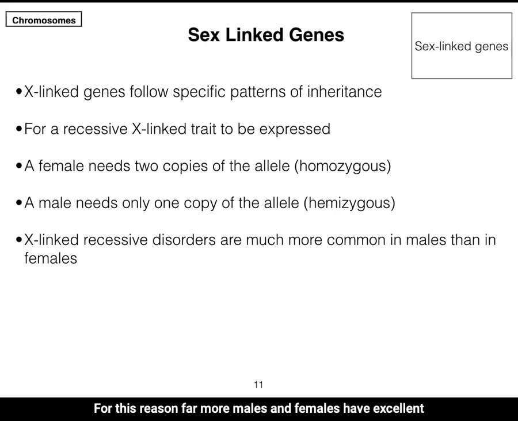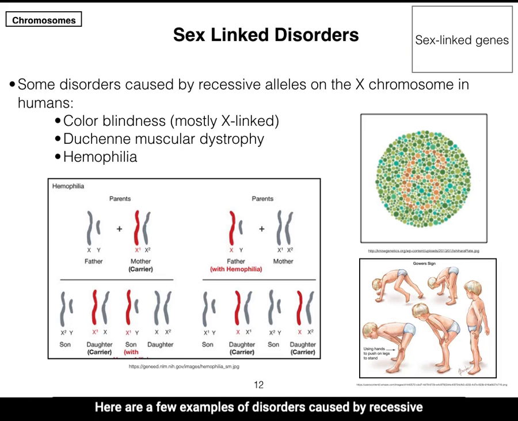For this reason, far more males than females have X-linked disorders. The probability of a female inheriting a double dose of a mutant allele is much less than the probability of a male inheriting a single dose. Still, there are females with X-linked disorders. Here are a few examples of disorders caused by recessive alleles on the X chromosome: color blindness, which is mostly X-linked, Duchenne muscular dystrophy, and hemophilia.